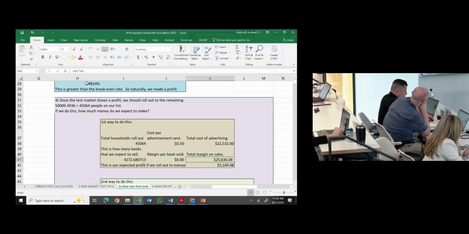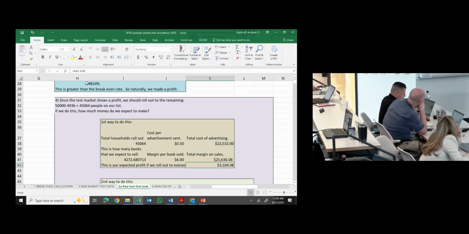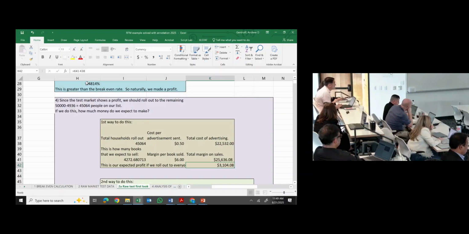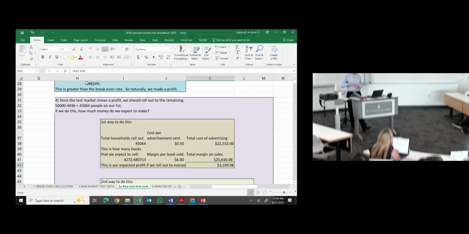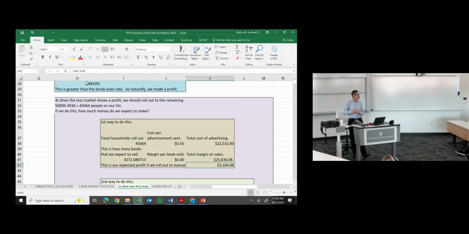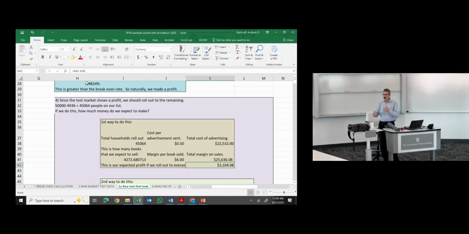And so how much money do I bring in? I expect to bring in $25,636 in contribution before I paid my advertiser and they're sending me the bill, and then I got to send the bill for the 50 cents each of the 22,000. So I would expect to make on the remaining folks a profit of $3,104. So is everybody okay with this? Do they get something similar? If not, at least you sort of see where I am on this.